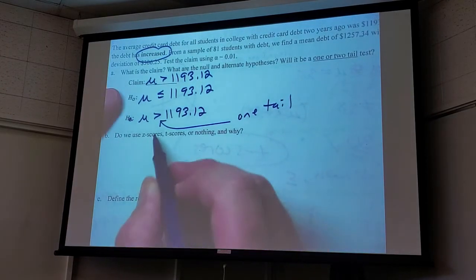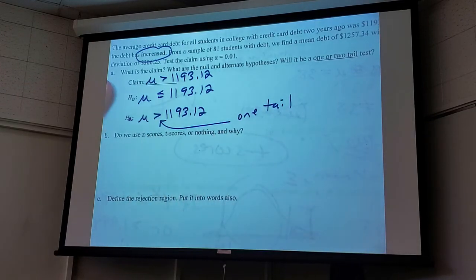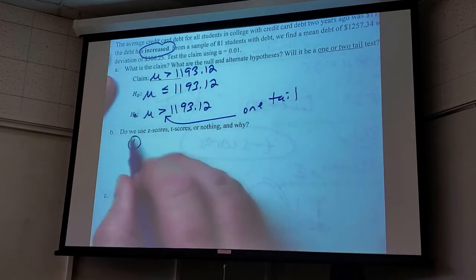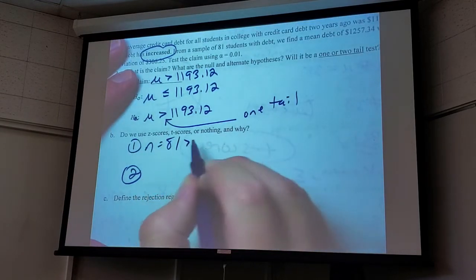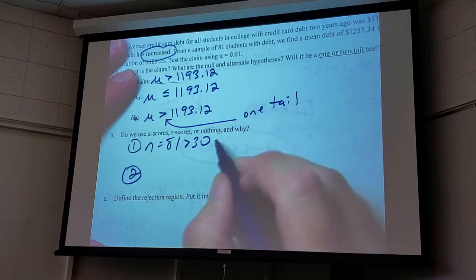You just gotta figure it out, Z or T or nothing. T, that's right. So what's the first thing I should look at? What tells me I can do something? Why is this one normal? So n is 81, greater than 30. Central limit theorem says normal enough.